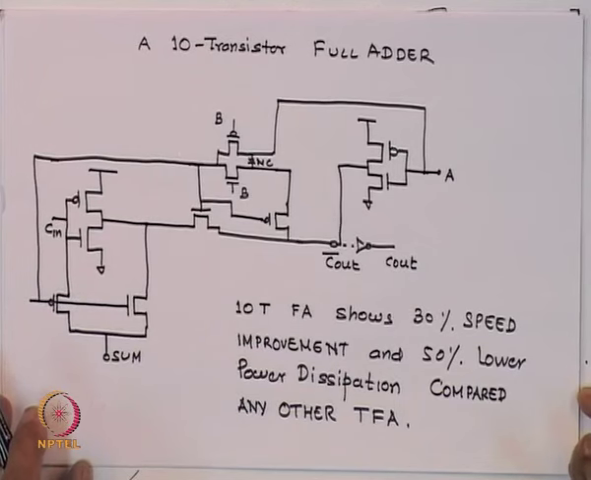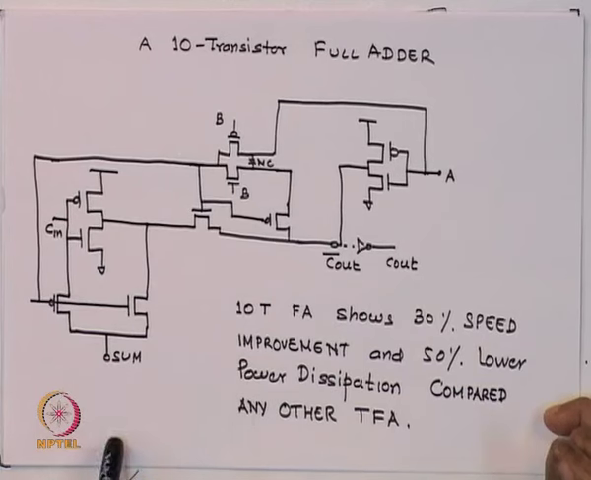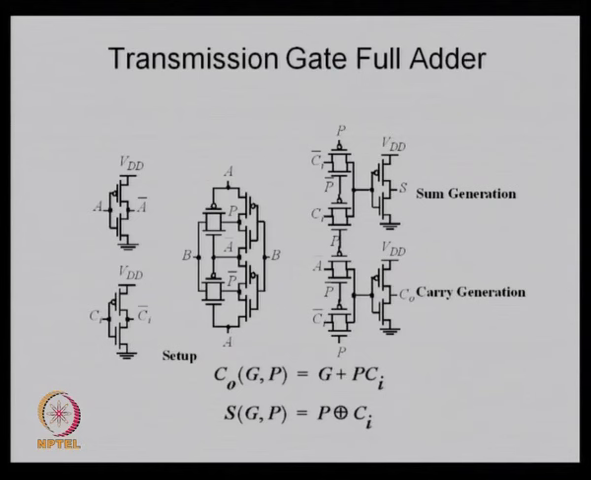Please remember why we were looking for such structure, because we thought that the number of transistors, if they are larger, add to capacitance. So, they reduce the speed anyway. The second issue is the area. In VLSI, we always worry about the silicon real estate. So, if you reduce the number of transistors, obviously, we should be able to reduce the area.